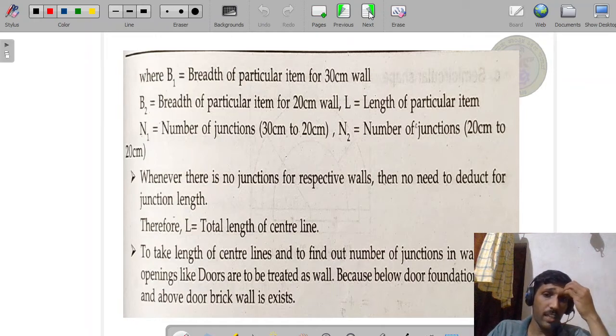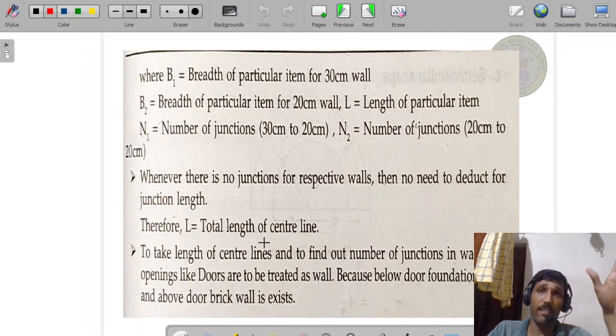Whenever there are no junctions for the respective walls, then there is no need to deduct for junction length. Therefore, L is equal to the total center line length, whatever total length is there, that we have to consider. To take another point, to take the length of center lines and to find out the number of junctions in walls, the openings like doors are to be treated as wall, because below the door there are foundation items and above the door brick wall exists. Therefore, these points you should remember.